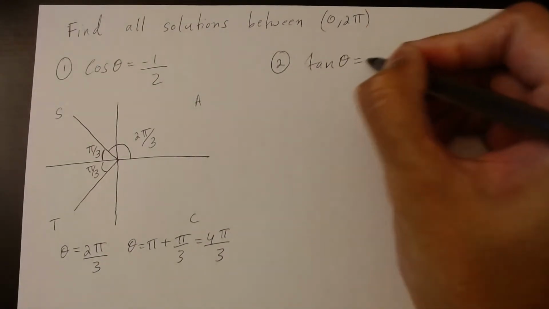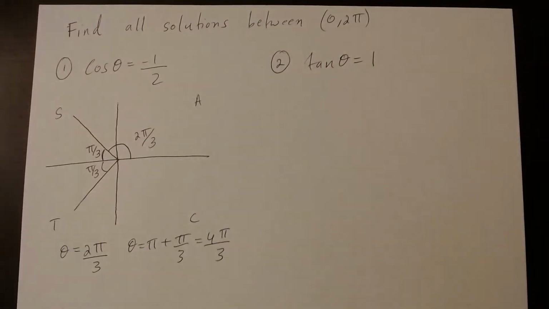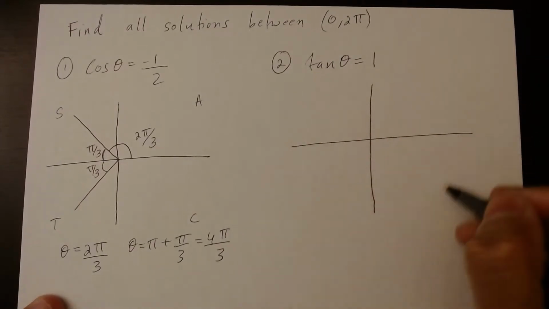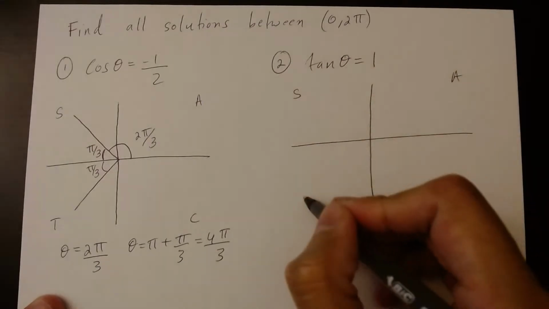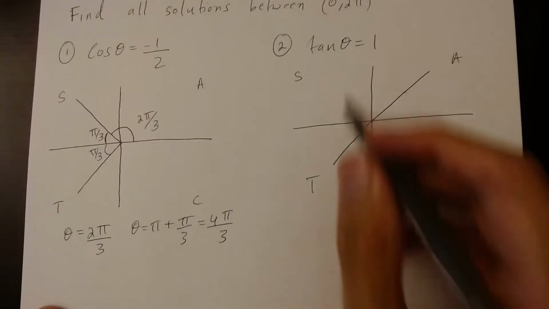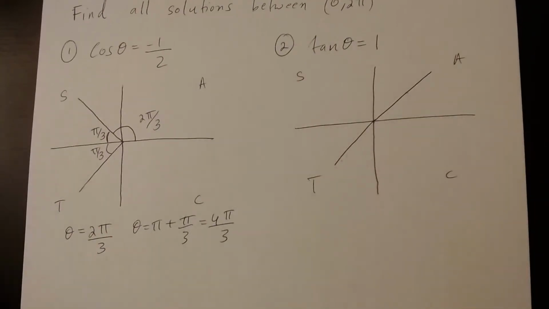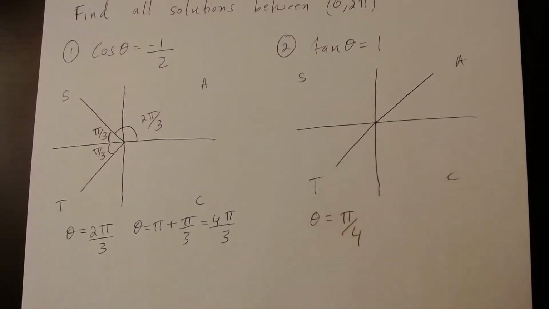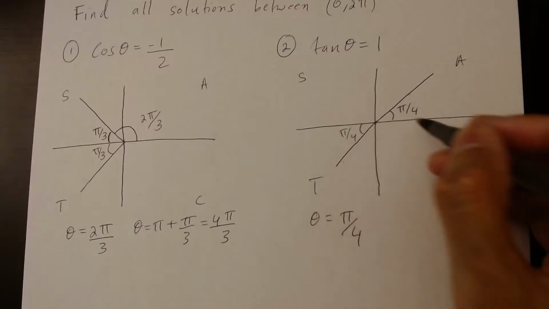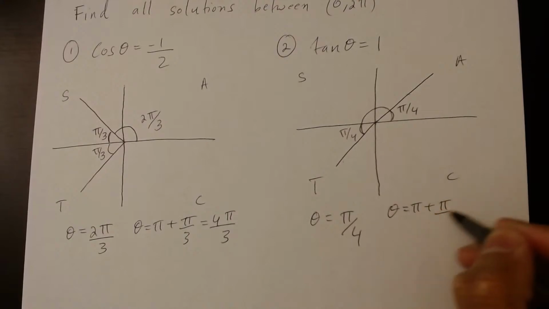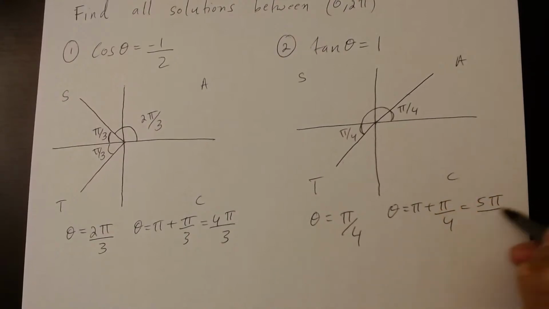Tan theta equals 1. So again, I want to use my CAST rule over here. I know tan is positive in these two quadrants, so I'm going to draw it out. I'm going to do the tan inverse of 1 in my calculator, and I get pi over 4. So my first solution is pi over 4, which is basically this right here. That's my theta and my beta. Then for my second solution, I'm going all the way around, so pi plus pi over 4, which is just 5 pi over 4.